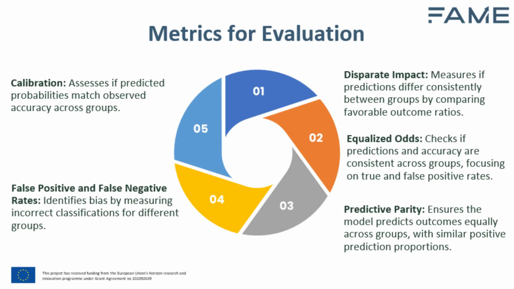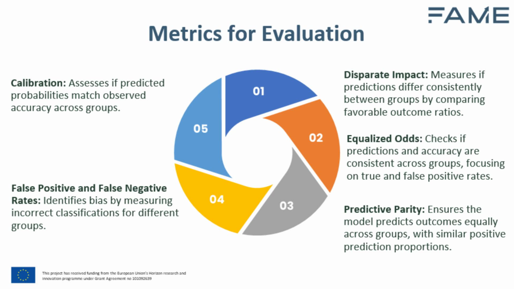Some commonly used metrics include disparate impact. This metric measures whether the model's predictions are consistently different for different groups. It calculates the ratio of favorable outcomes between different groups and determines if there is a significant difference. Equalized odds. This metric assesses whether the model's predictions are the same for different groups while maintaining accurate predictions. It evaluates if the model maintains similar true positive and false positive rates across different groups.